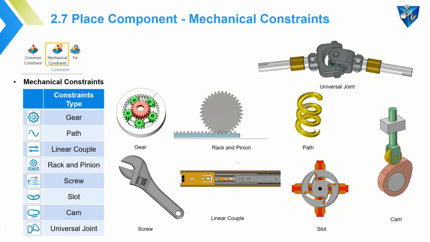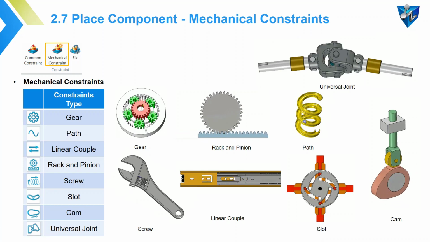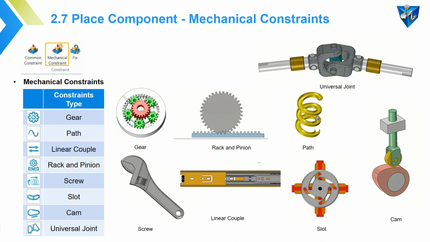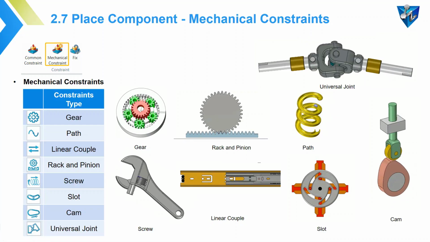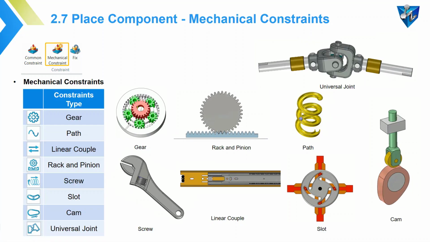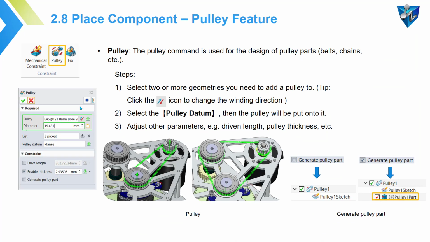And the last one is universal joint, which means the rotation of one component about its own axis is driven by the rotation of another component about its axis. And there is another thing you can do to add relations among several components, which is pulley, which can be used to design belts, chains, and so on. Now let's move over to ZW3D to show you the mechanical constraints and the pulley feature.